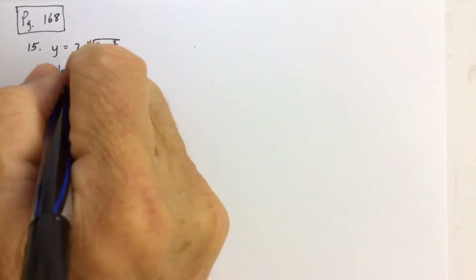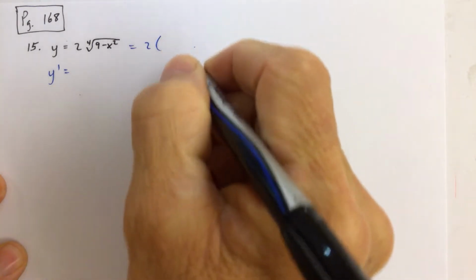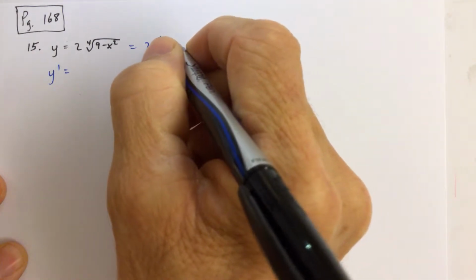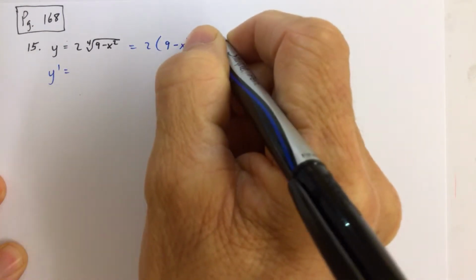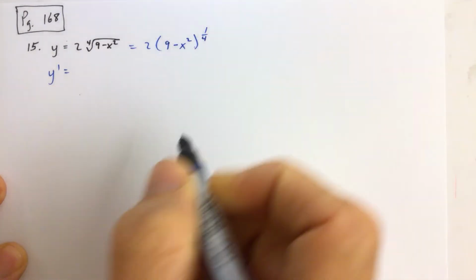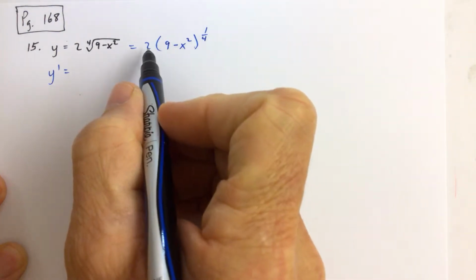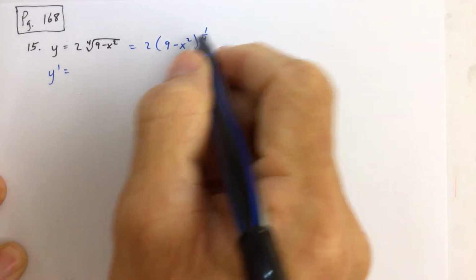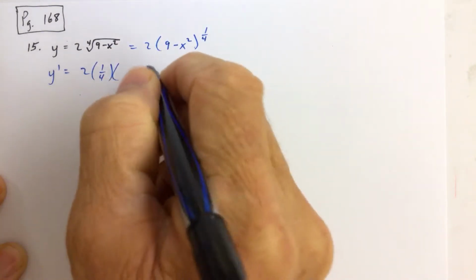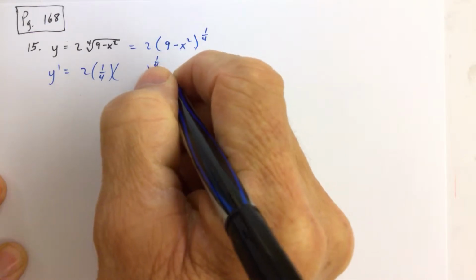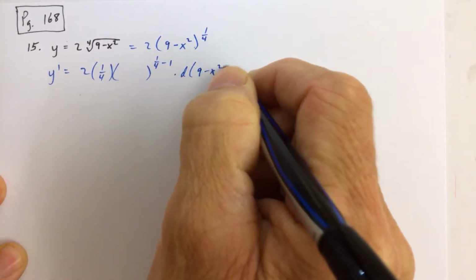So number 15, y prime is equal to, well, let's rewrite y as 2 times the quantity 9 minus x squared raised to the 1/4 power. So therefore we can just use the chain rule here. If we had 2 times something to the 1/4, we would write 2 times 1/4 times that something to the 1/4 minus 1 times the derivative of that something, which is exactly what we are going to do here.